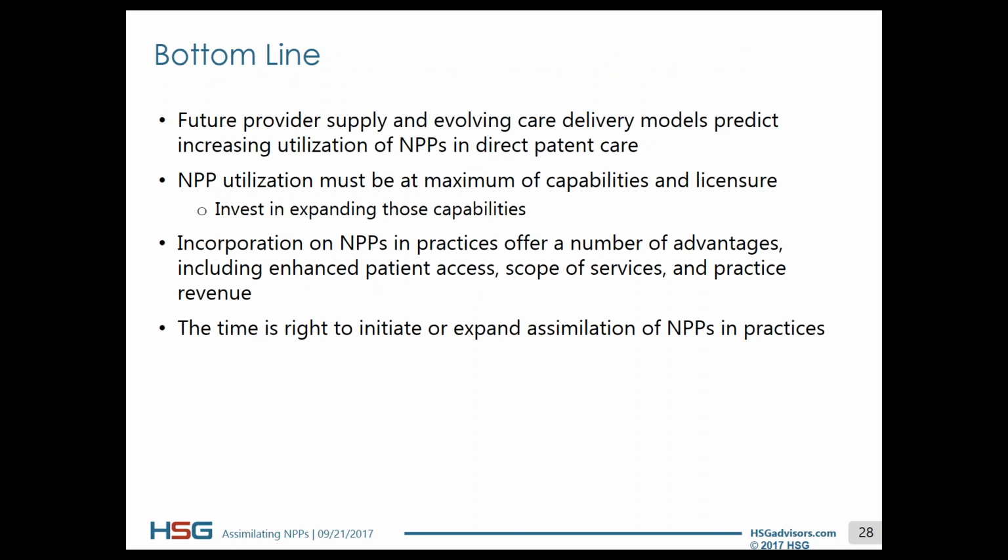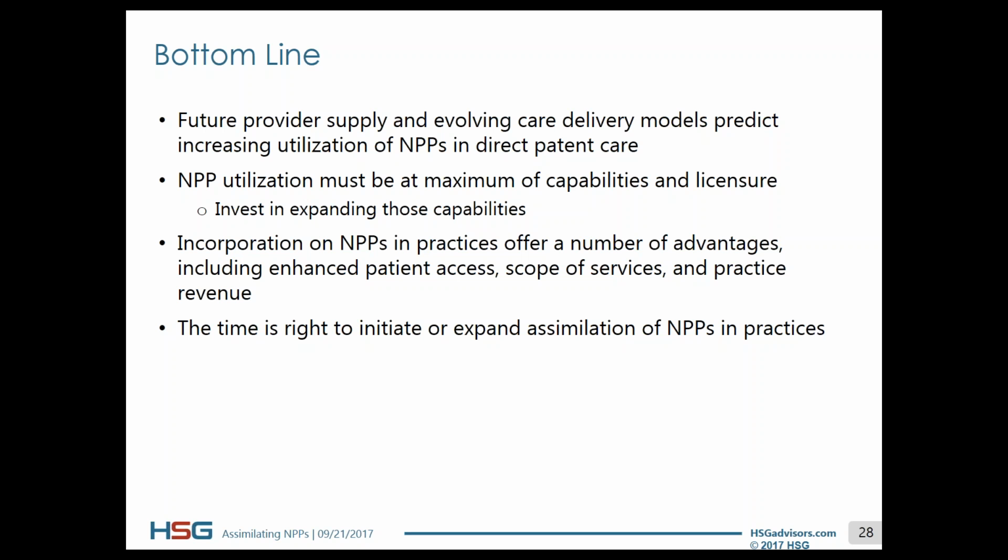So, what's the bottom line? I think it's inevitable that, looking at the future of provider supply and the evolving care delivery model changes, we're going to need to increase utilization of NPPs in direct patient care to meet demand, not just in primary care but in other specialties as well. The NPP utilization must be at a maximum of capabilities and licensure, and investing in expanding those capabilities, additional training and additional expertise to maximize the impact and expanded capabilities for the practice.